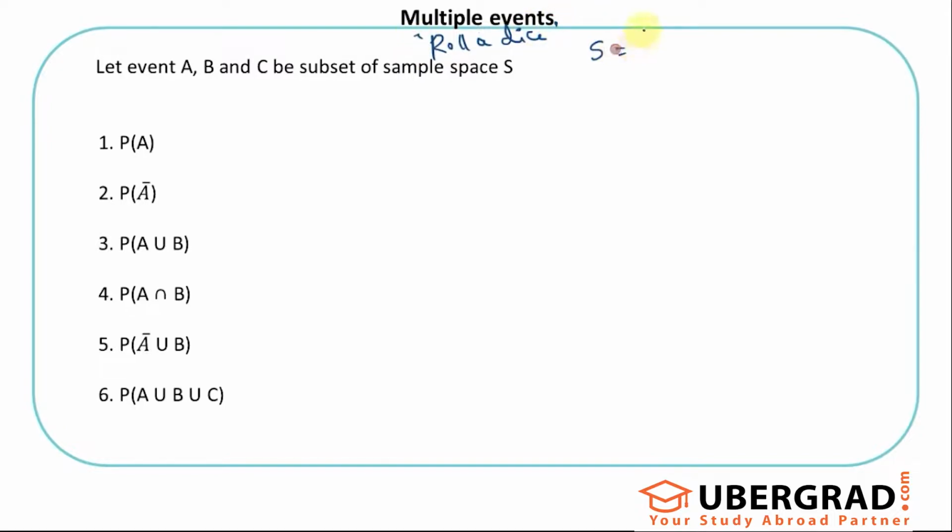So what is a sample space? What are the possible outcomes? You might see 1, you might see 2, you might see 3, you might see 4, you might see 5, you might see 6. These are the 6 outcomes that you could see if I roll a dice, right?